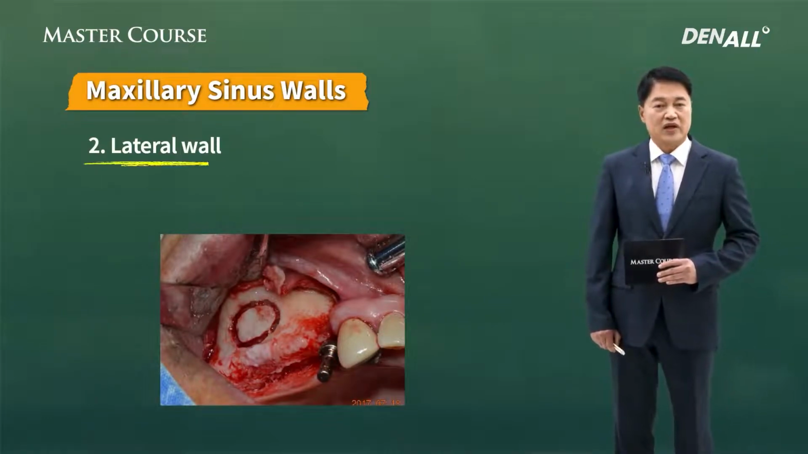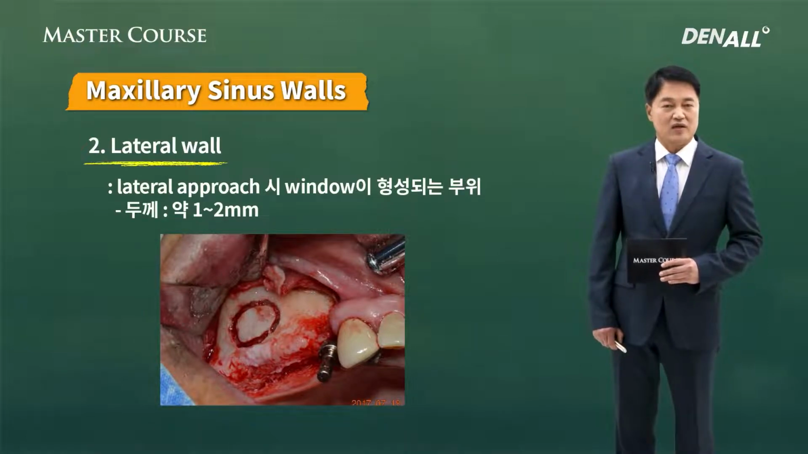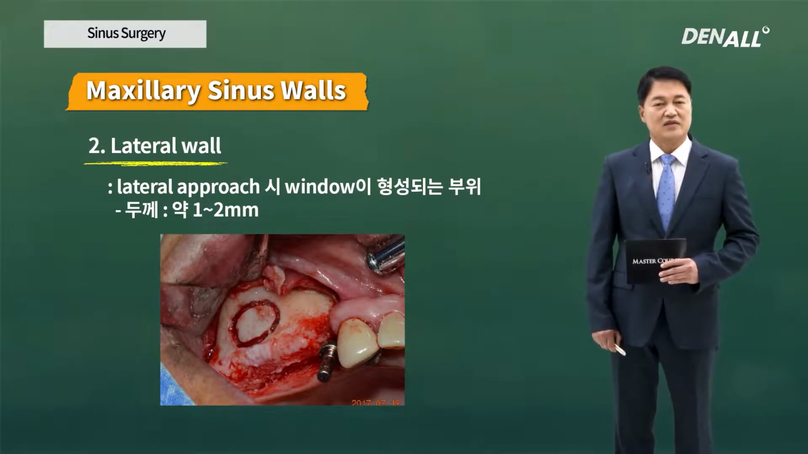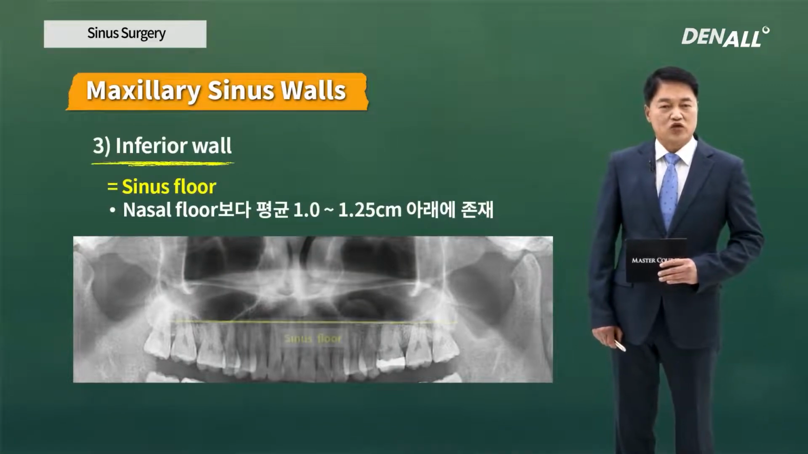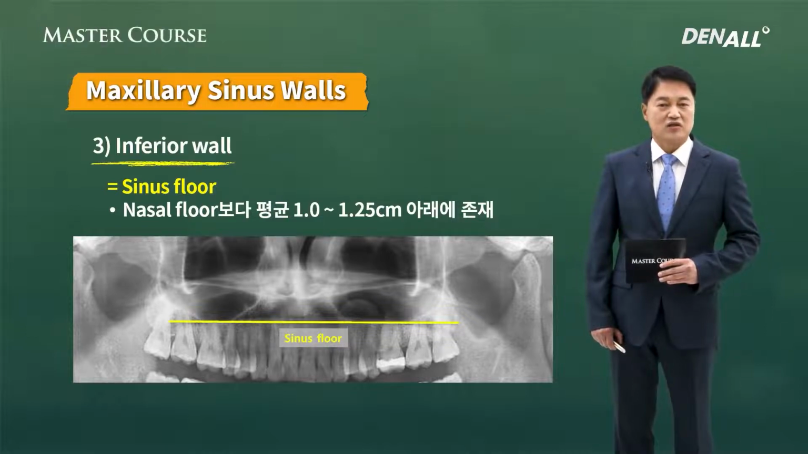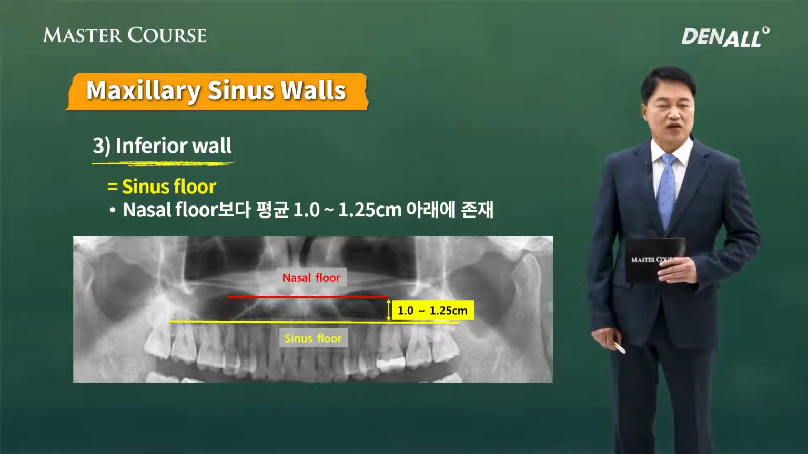As mentioned, lateral wall, we create window when we do lateral approach, and the thickness is approximately 1 to 2 millimeter, and sometimes it can become thicker. Inferior wall is the sinus floor and is normally 1 to 1.25 millimeter below the nasal floor. Inferior wall, from there, sinus cavity starts, and the distance to that equals the amount of the remaining bone. When you do socket lift, you come across this wall.